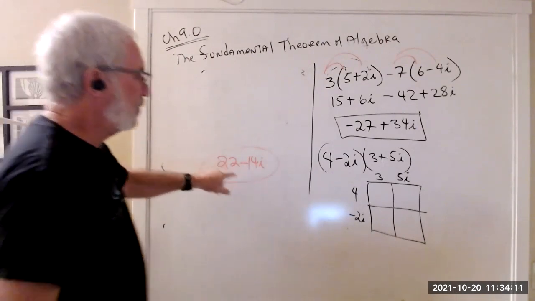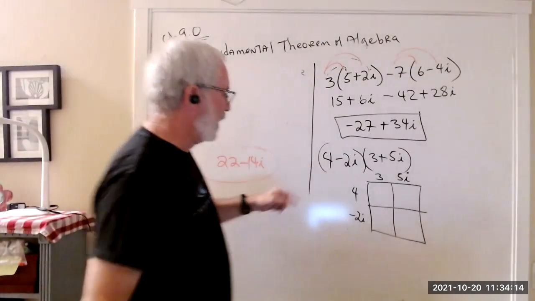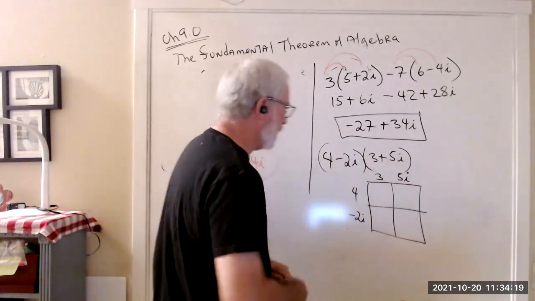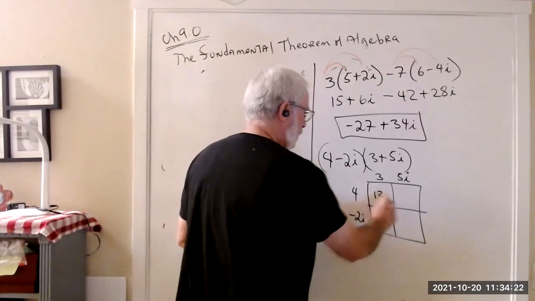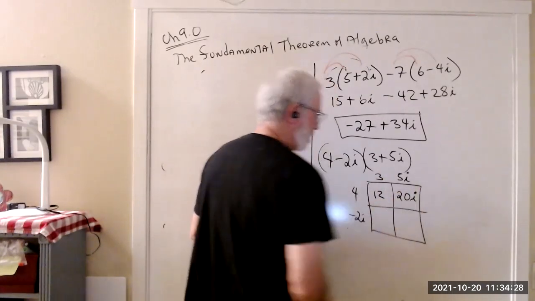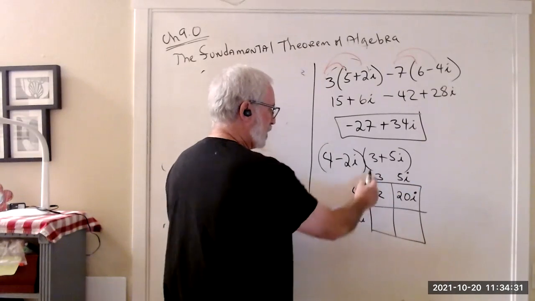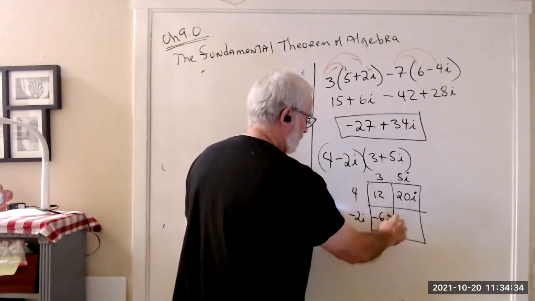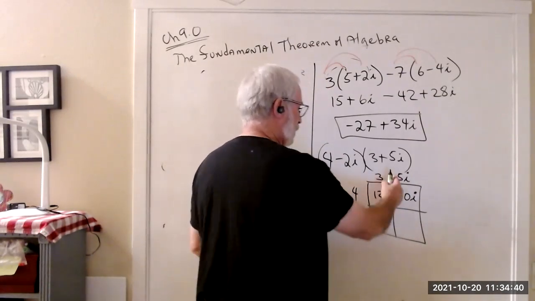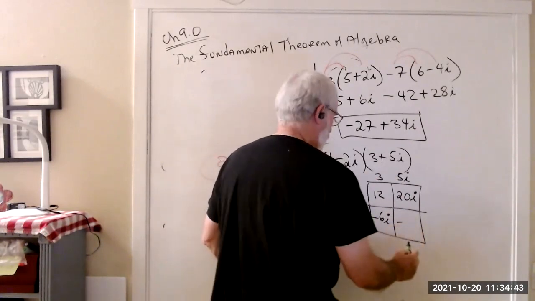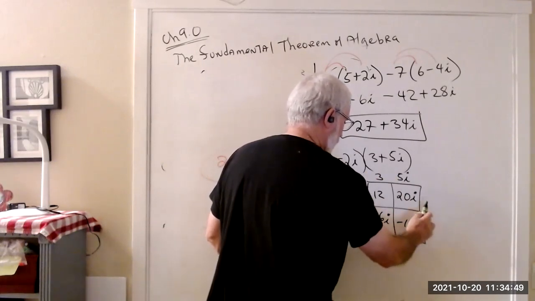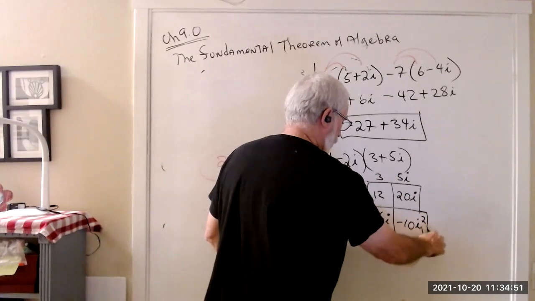Okay. So let's see if my answer is correct. So 4 minus 2i times 3 plus 5i, set up the matrix box. 4 times 3 is 12. 4 times 5i is 20i. Negative 2 times 3 is negative 6i. Be careful. And negative 2 times 5, I think I'm wrong, is negative 10i squared. I think my answer is wrong.